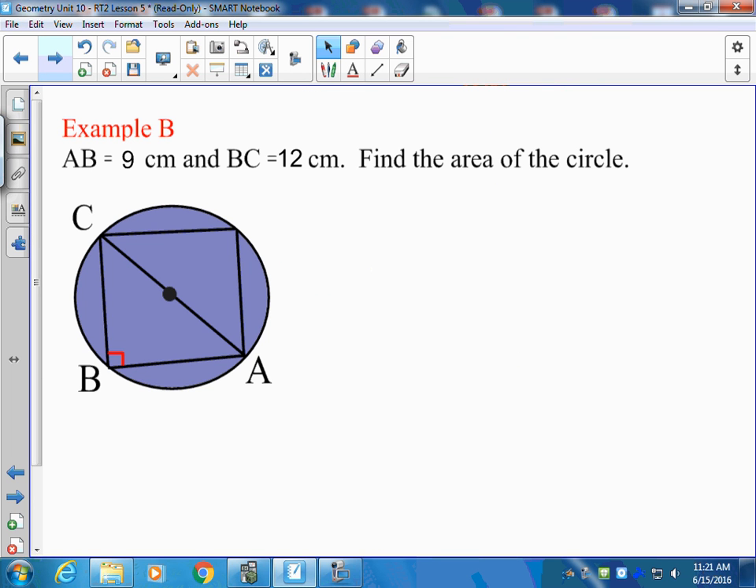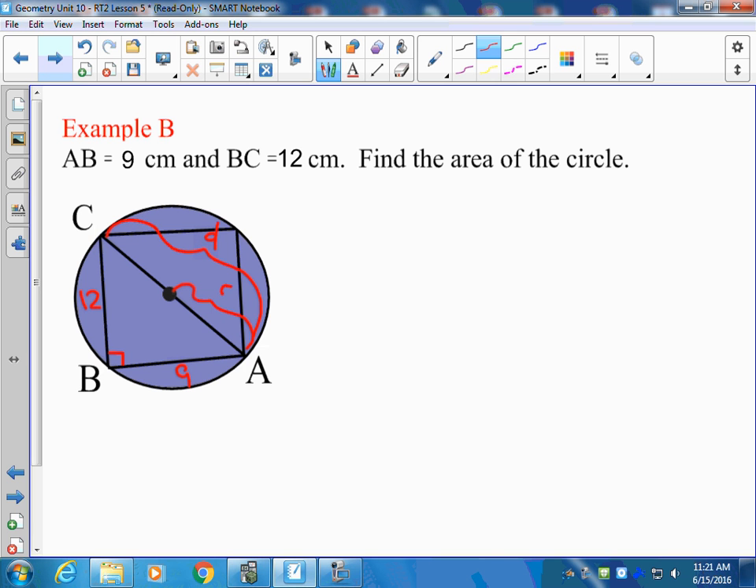Okay, now example B, we need to find the area of this circle. So we have to look and see what information we're given. We're given that AB equals 9, BC equals 12. Well, to find the area of a circle, we need our radius value r. Okay, radius isn't something that we're going to be able to solve for here. So what we're going to do is find the diameter, which is the hypotenuse of this right triangle that we're going to work off of.